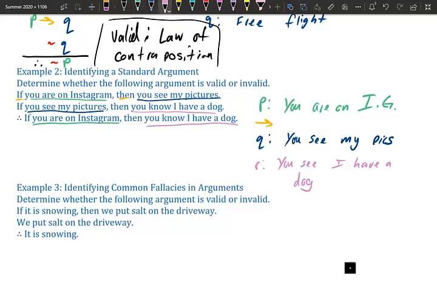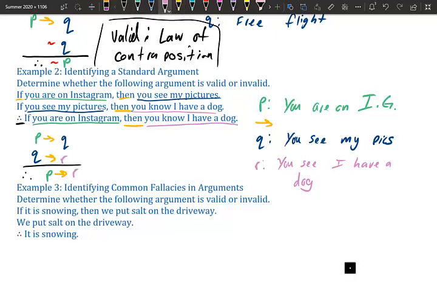So R. So let's bring this out into symbols. If you are on Instagram, so P, our connective is if then. You see my pictures, so that's Q. Next line. If you see my pictures, then you know I have a dog, that's R. We have our therefore. You are on Instagram, so that's P. Then you know I have a dog, so that's R.